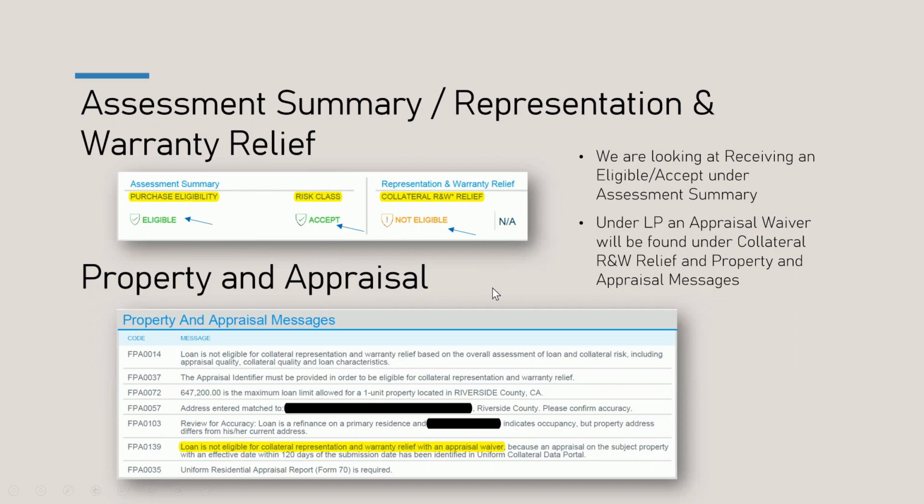As long as you've got these two, now you want to go in and review and basically see where you stand. For your collateral, this is where your appraisal waiver would show, whether it's eligible or not. But you can also take a look at it here where it says property and appraisal messages. It will let you know whether it's eligible or not for an appraisal waiver. Again, just like DU or LP, if your terms change, loan amount, anything like that, it can invalidate the appraisal waiver. So just make sure you are taking a look at that if anything changes on your loan transaction.